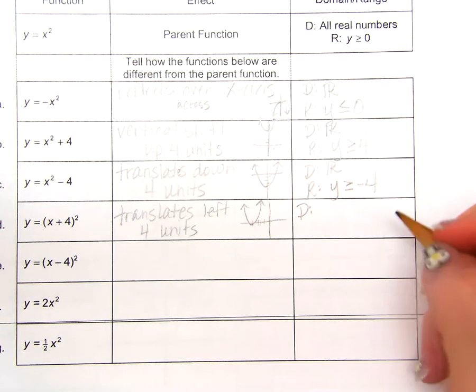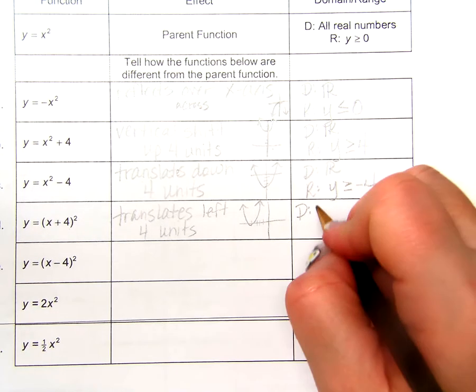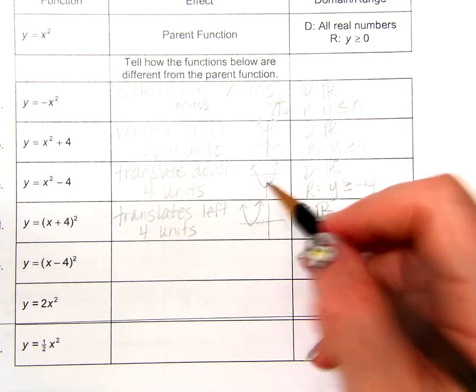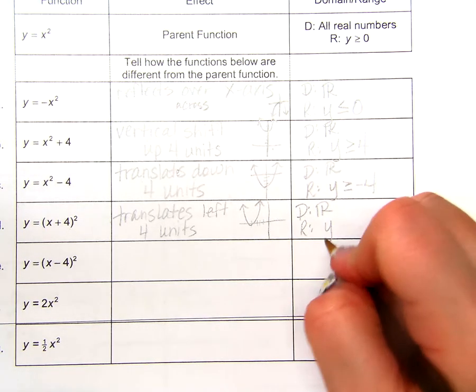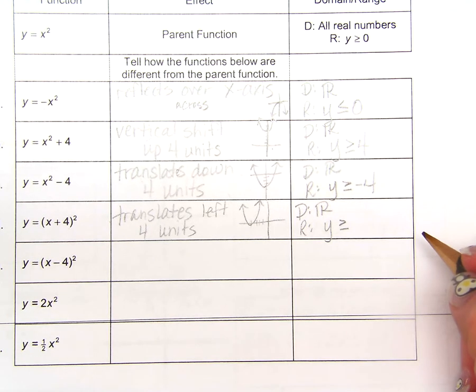Domain. Because how far left does it go? How far right? Okay, what about range? I heard 4, I heard 0, I heard -4. The good news is that one of those is right.